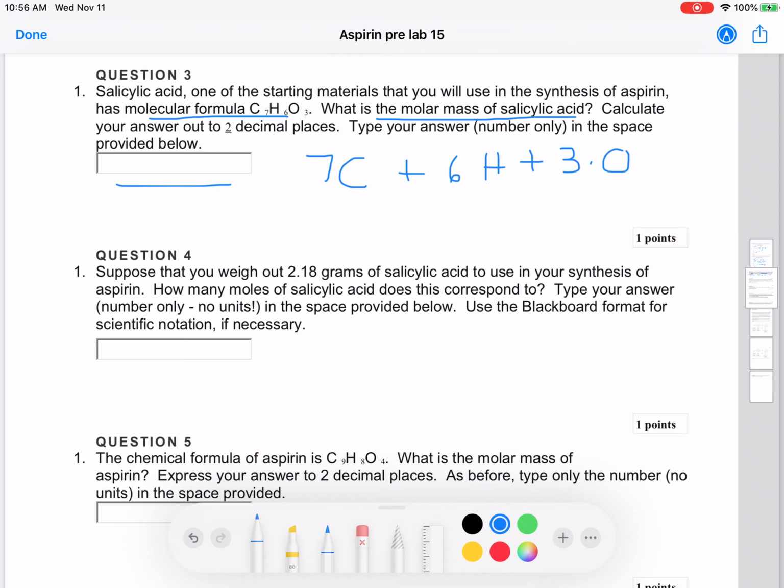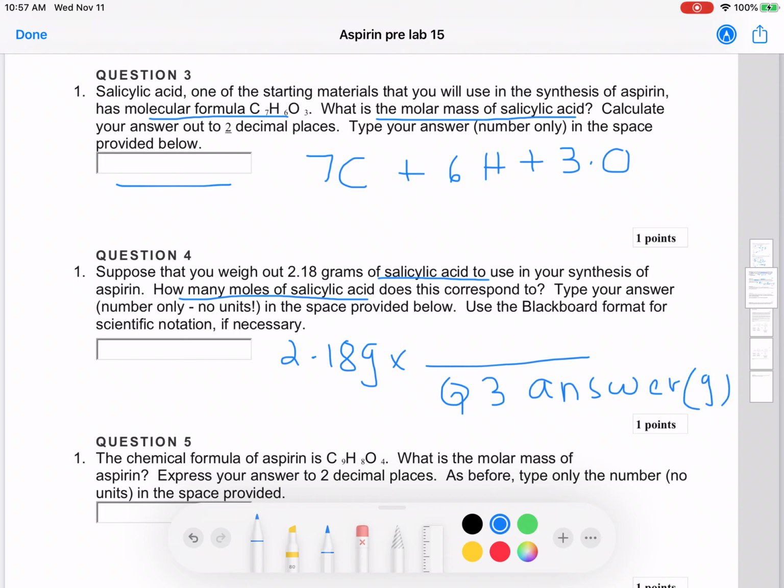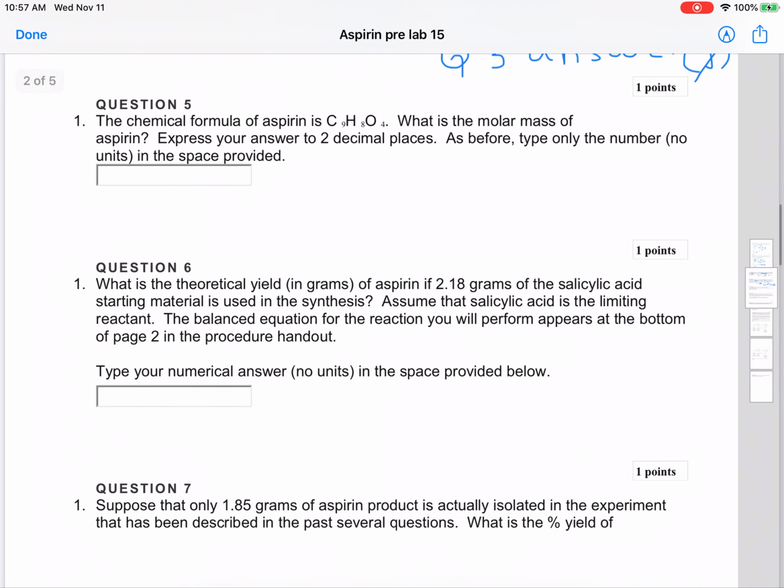And then suppose you weigh 2.18 grams of salicylic acid. It's asking how many moles of salicylic acid. So basically, if you are given the mass, how do you convert to moles? Using the molar mass, which you found in question 3. So you write the question 3 answer here, that would be in grams per 1 mole. So grams to grams get cancelled, and you can find the number of moles. Okay. Question number 5.